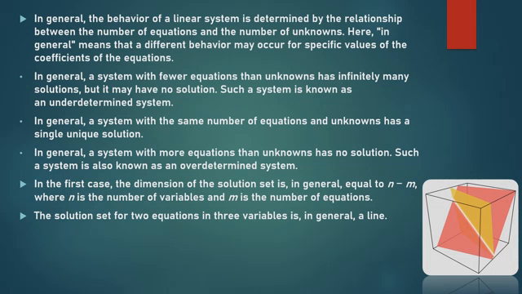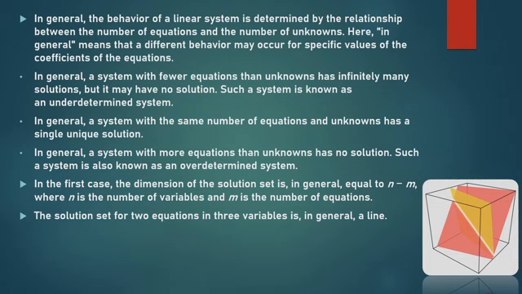In general, the behavior of a linear system is determined by the relationship between the number of equations and the number of unknowns. Here, in general means that a different behavior may occur for specific values of the coefficients of the equations. In general, a system with fewer equations than unknowns has infinitely many solutions, but it may have no solution. Such a system is known as an underdetermined system. In general, a system with the same number of equations and unknowns has a single unique solution. In general, a system with more equations than unknowns has no solution. Such a system is also known as an overdetermined system.